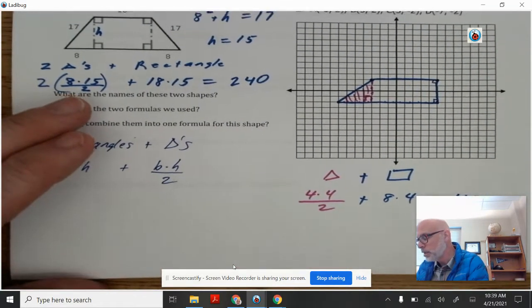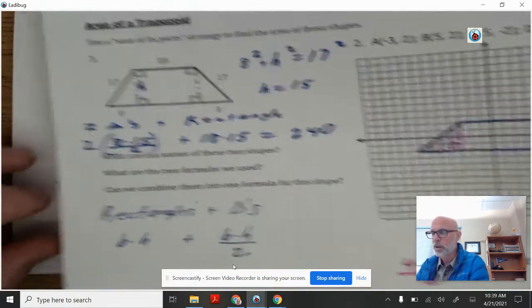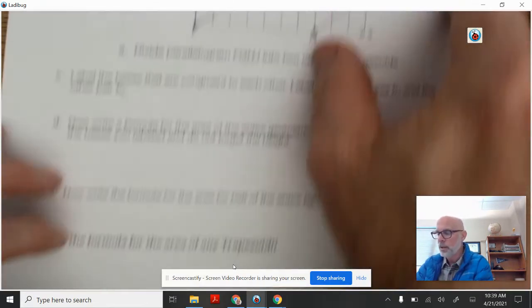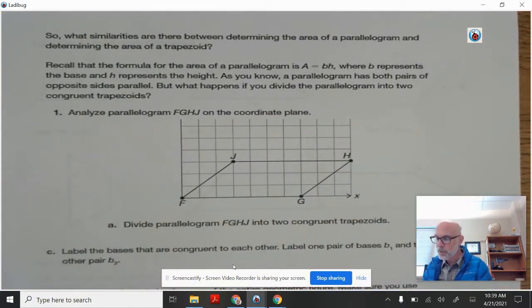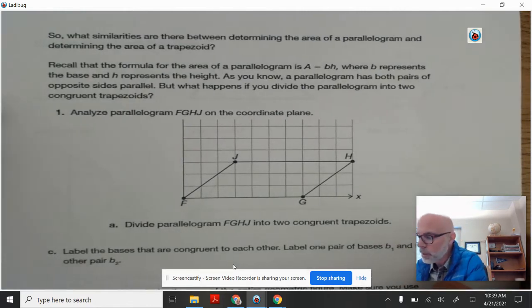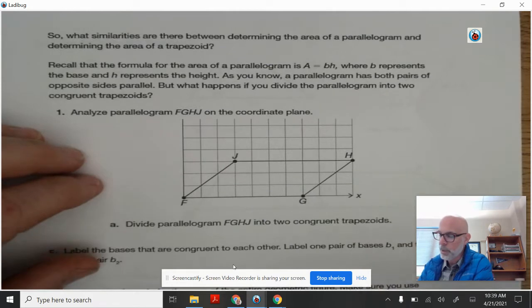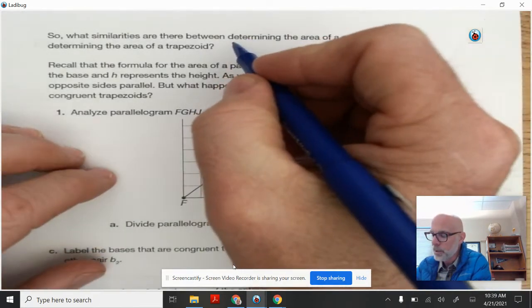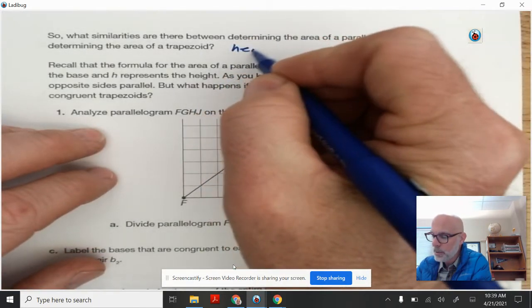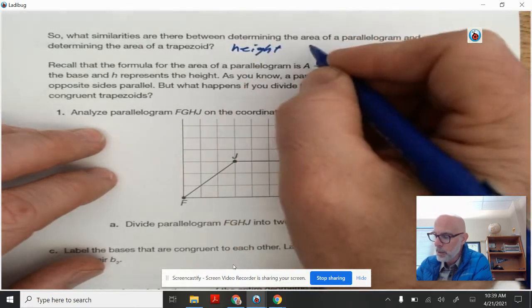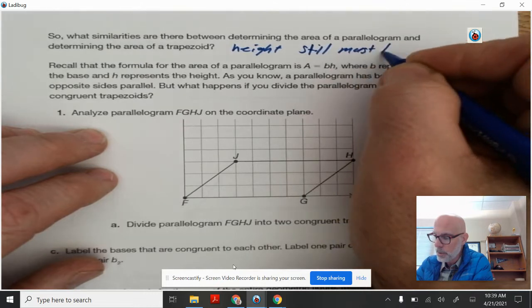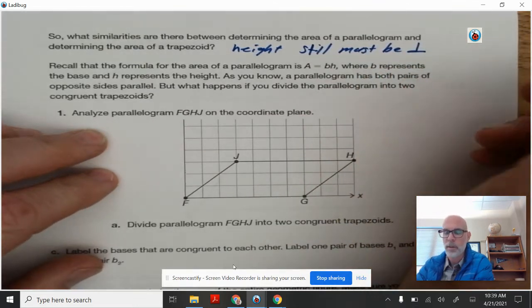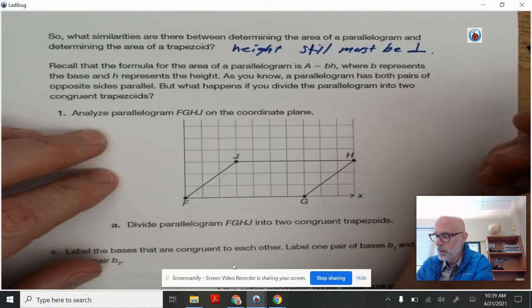Now, let me show you a little bit of a shortcut, or let's develop a formula that would work on all trapezoids. It says, what similarities are there between determining the area of a parallelogram and determining the area of a trapezoid? Well, I would say the similarities would be that height still must be perpendicular. That's going to be the main thing that we look at.